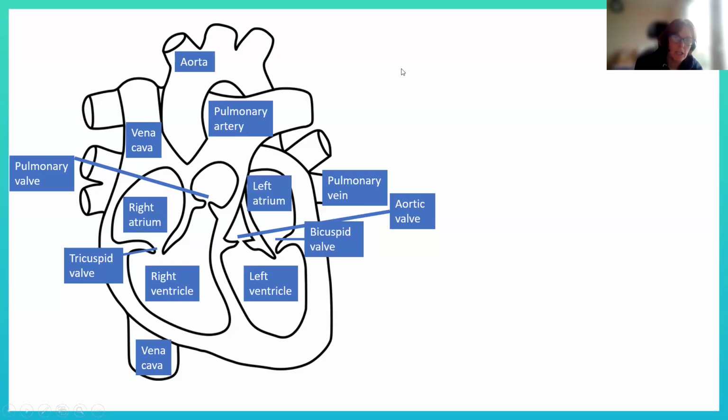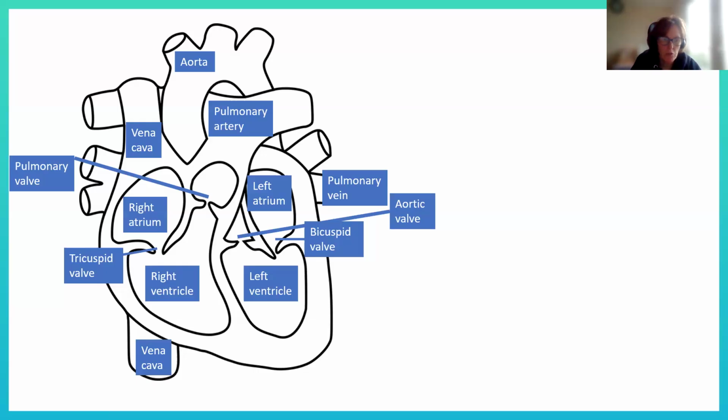And last but not least, we have the vessels that take the blood out of the heart. So the right side of the heart goes up to the lungs, the pulmonary artery, and the left side of the heart goes up the aorta, which takes the blood all around the whole body. Now, I know with biology, there's a ridiculous amount of new words. There's loads on here, probably vena cava, tricuspid, bicuspid, ventricle, atrium, pulmonary even. There's loads of new valves, new words there.